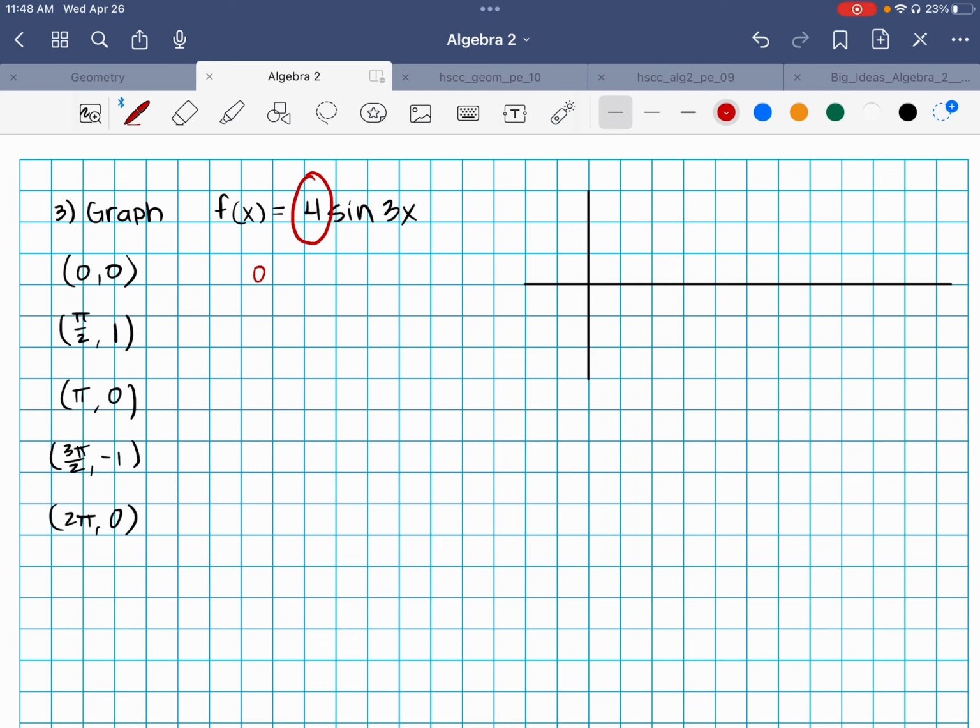0 times 4 is 0. 1 times 4 is 4. 0 times 4 is, we already said it, 0. -1 times 4 is -4. 0 times 4 is 0. So those are going to be our y values.